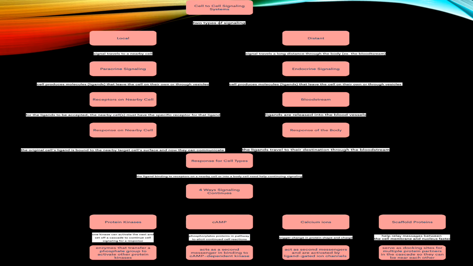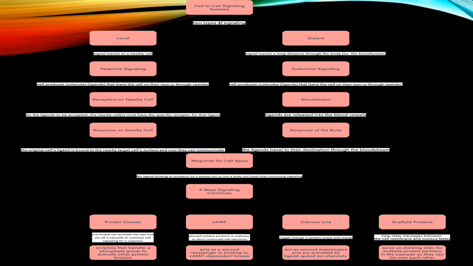And with endocrine signaling, instead of our ligand binding to a nearby target cell, we actually have it traveling all the way to blood vessels and entering the bloodstream to flow to its proper destination to get to whatever body cell needs it. And with these responses, we have four ways in which the signaling continues. So one of those ways is the protein kinases, and these are enzymes that actually transfer a phosphate group from one to another, which helps activate the other protein kinases and keep the cascade going.